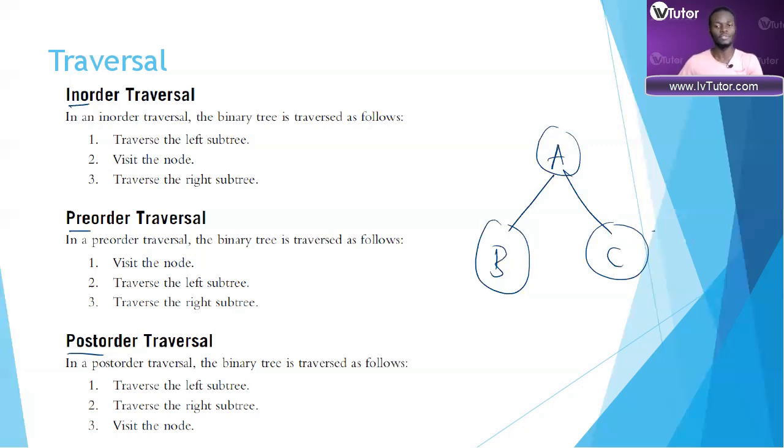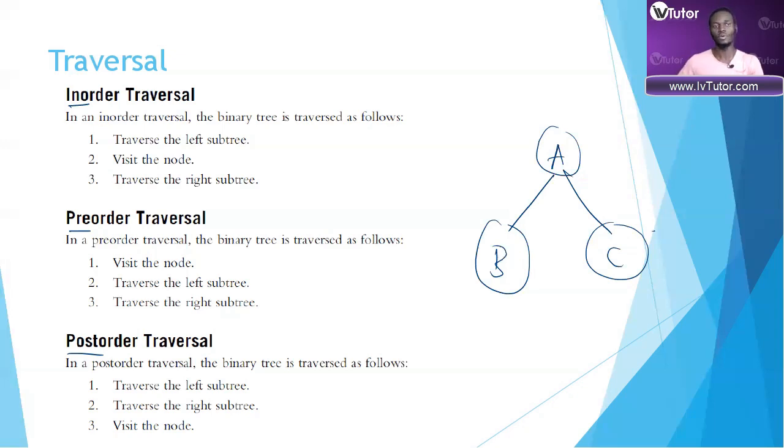In-order means you start from the left, then you visit the node, then you go to the right. Pre-order, pre meaning before, means you start with the node before you visit the left and then the right. So it's node, left, right. And post, meaning after, means you visit the node after going left and right. So if we print this tree in order, we simply say B, A, C.